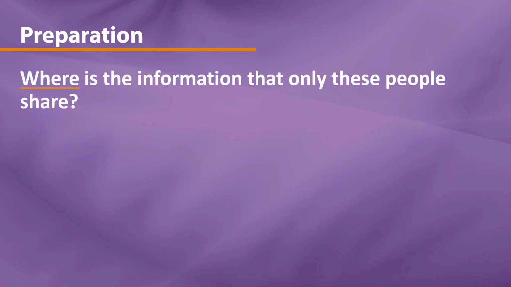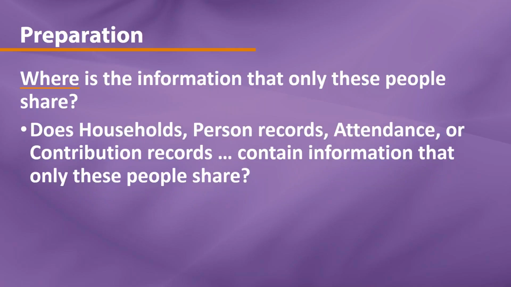Preparation. Where is the information that only these people share? And this really lends toward what we're going to be talking about in a couple of moments about dynamic subgroups, because when you're considering this information, you're going to say, hey, do they have something in common so we can create this dynamic subgroup? So do household, person records, attendance, or contribution records contain information that only these people share? Can we find a connection so that we can create a dynamic subgroup? And sometimes you'll say yes, sometimes you'll say no. It just depends on what you're looking for.